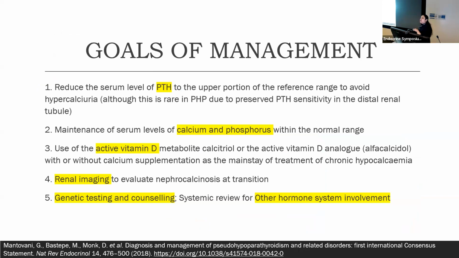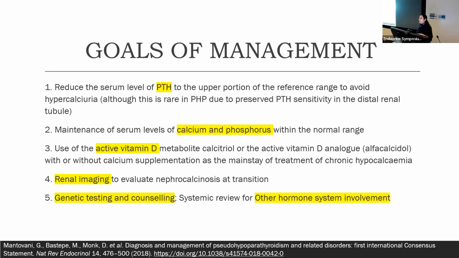So we've known this condition for less than a century, but the first consensus statement of actually diagnosing and managing this has been around for less than a decade now. And the goals of management are quite obvious. You want to try and keep the calcium normal. You want to try and keep the phosphate normal. You want to try and stay in that upper normal range of parathyroid hormones and try and do all of this by using activated vitamin D and calcium supplements to avoid hypocalcemia.